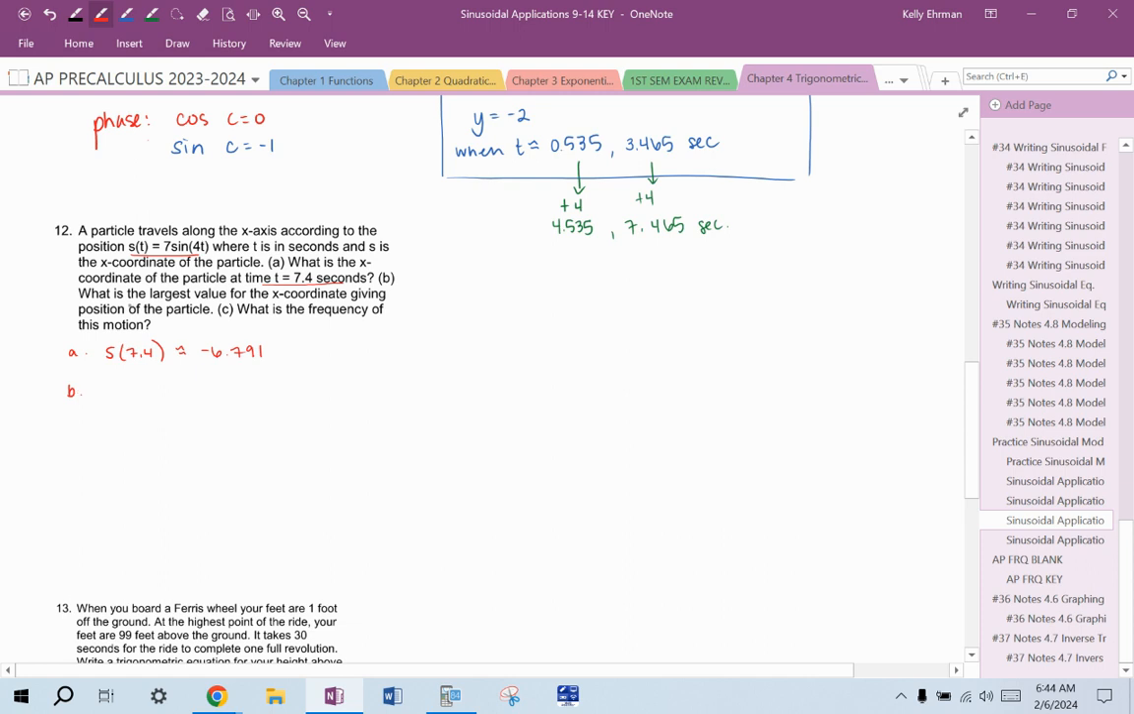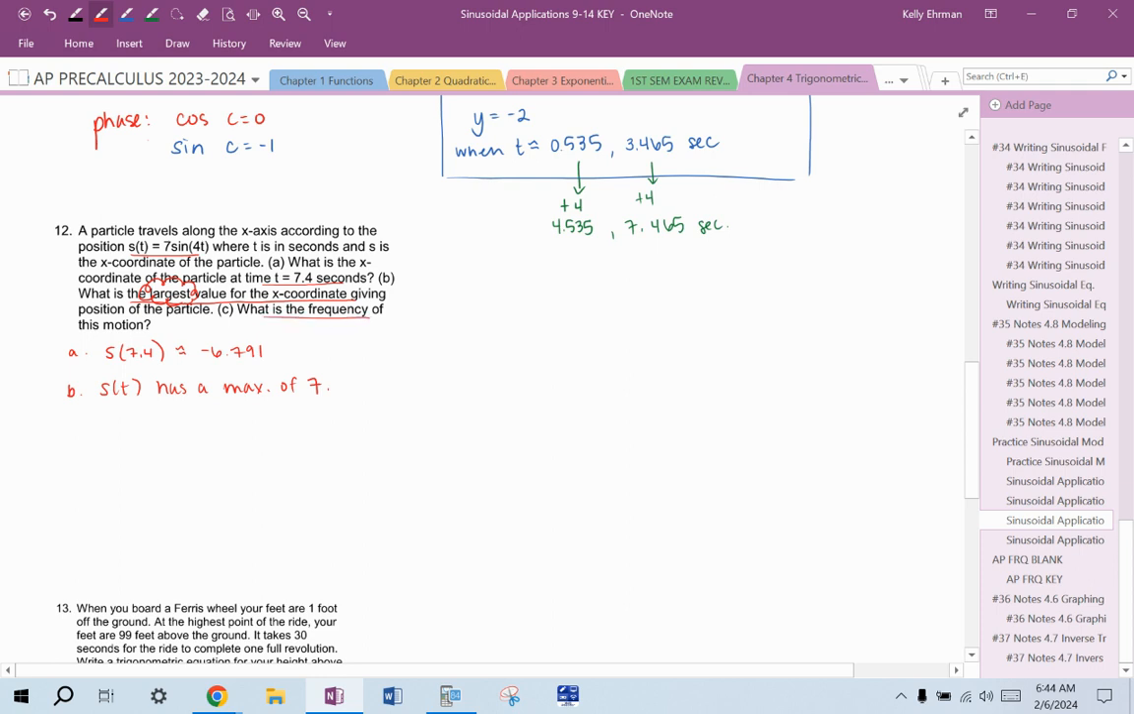Part B, what is the largest value for the x-coordinate given the position of the particle? So the max displacement here is 7. So the furthest, the largest value, not the furthest, but the largest value that the x coordinate could equal is 7. So s of t has a max of 7.